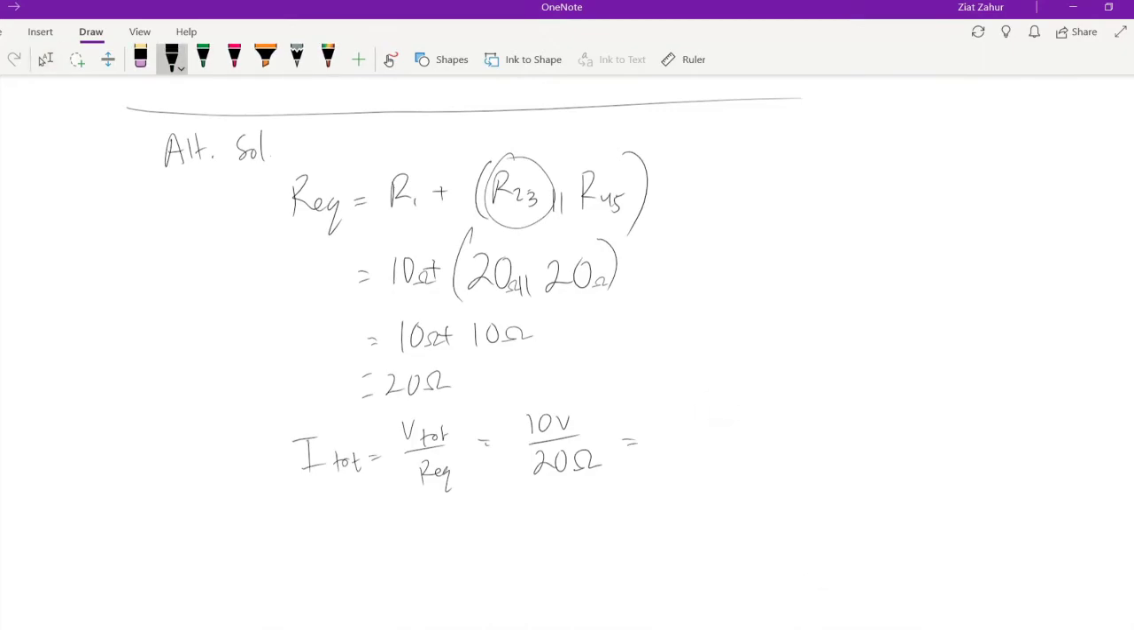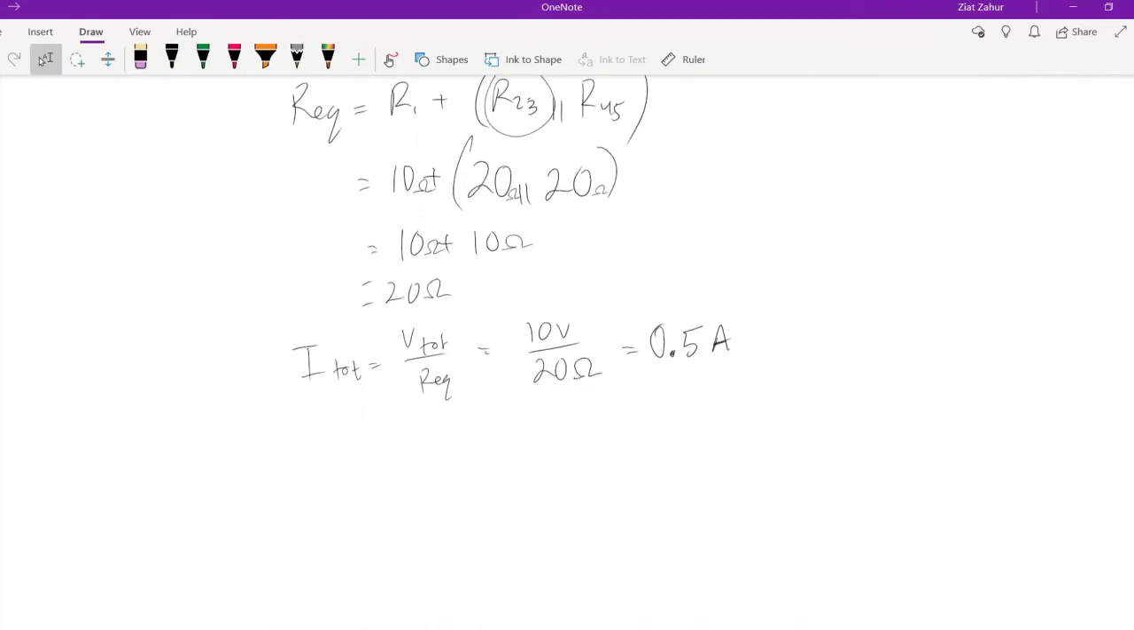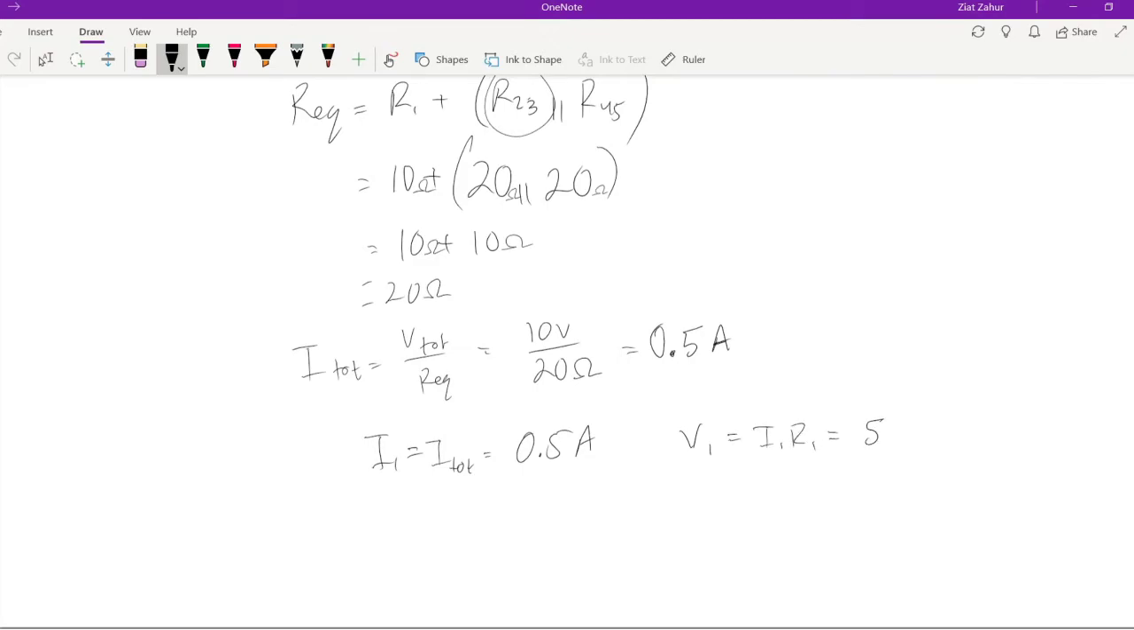And this gives us half an amp. Great. From there, then you have to analyze the circuit. You'll see that all of the current goes through resistor 1, so I1 is equal to I total. So you can say I1 is equal to 0.5 amps. Once you know that, you can find V1. V1 should be I1 R1, which is half times 10, which is 5 volts.